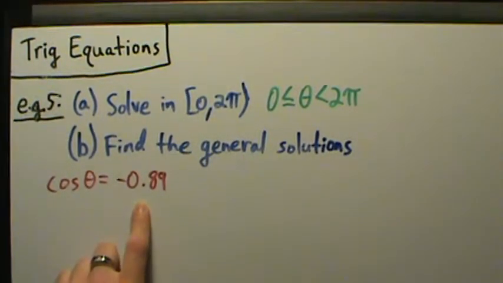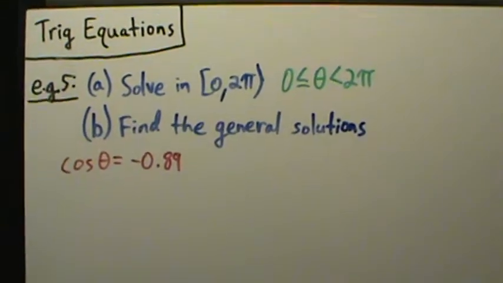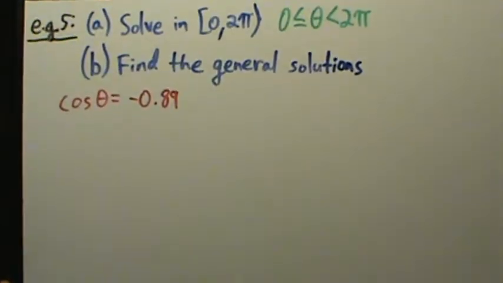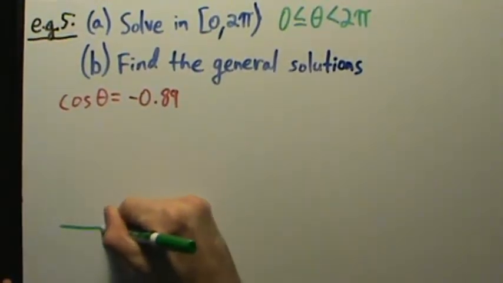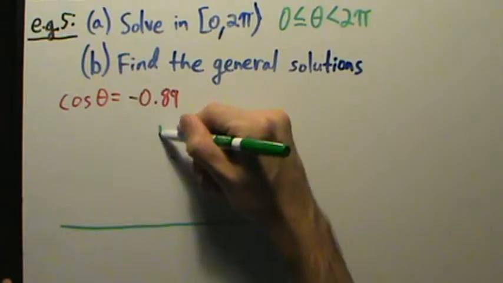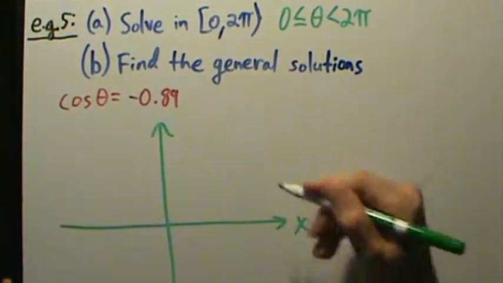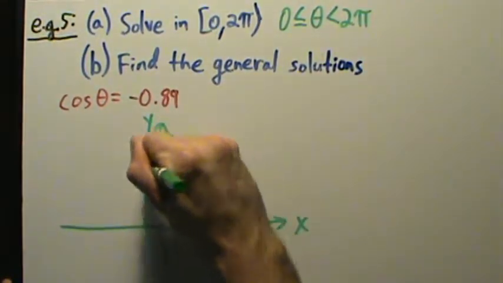Okay, so cosine of theta equals negative 0.89. We're going to start this the exact same way we did the previous example by drawing the unit circle, and then eventually we'll want to use some symmetry properties. So x-axis, y-axis, put a big old unit circle in here.